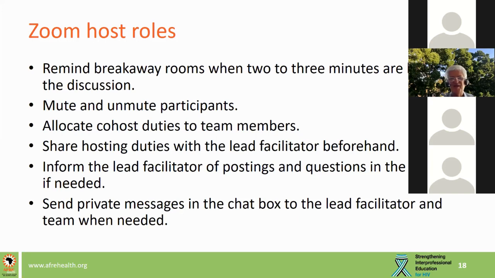Involving other people in hosting. You're probably aware, you can give private messages in the chat box, and the host can be doing that just as other members of the team can be doing it. So the team can communicate amongst themselves without involving everybody about key issues that come up. Next slide.